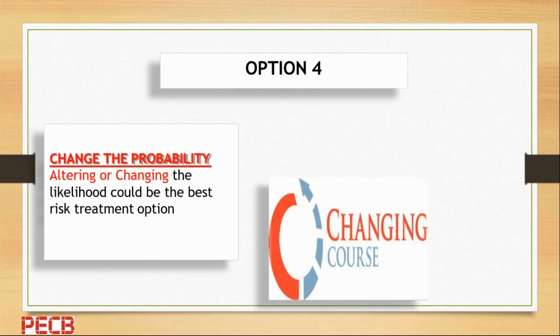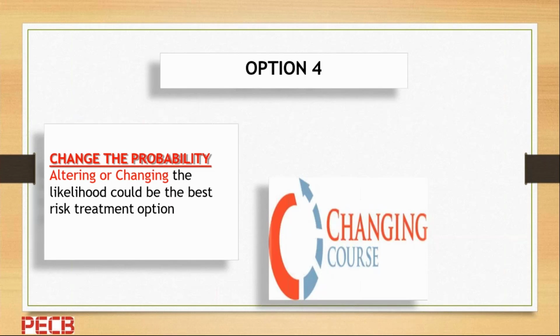Option four. In option four, we'll talk about change the probability. Now risk is equal to probability, which is the frequency, times the impact. Altering or changing the likelihood would be the best risk treatment option.